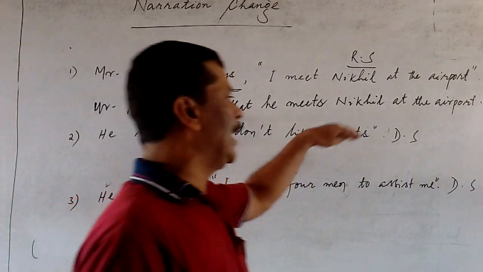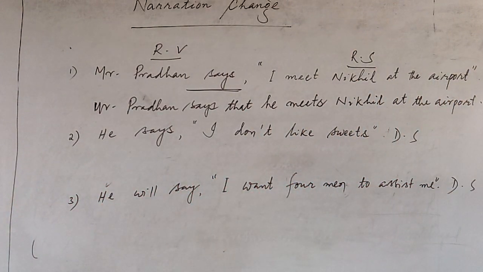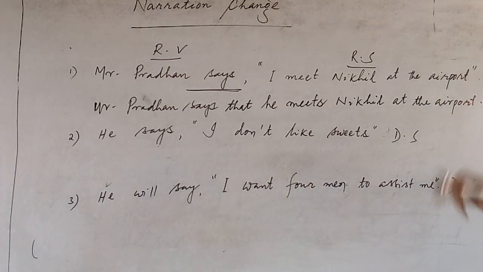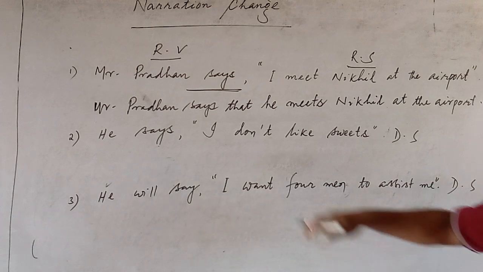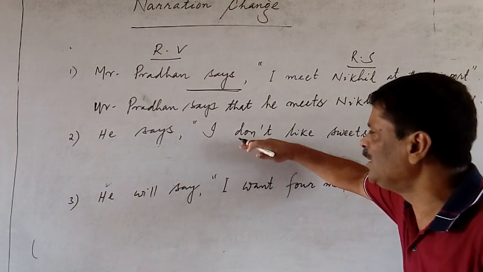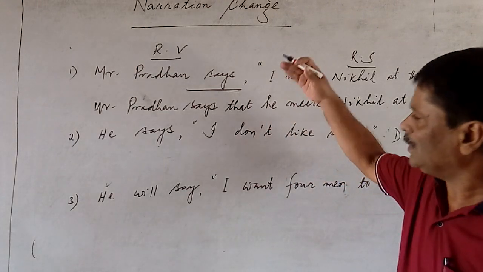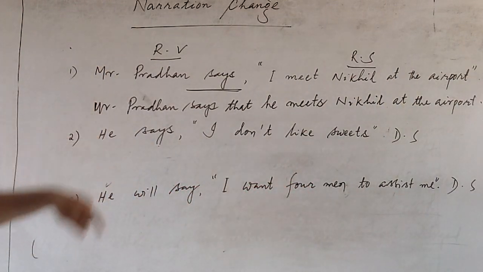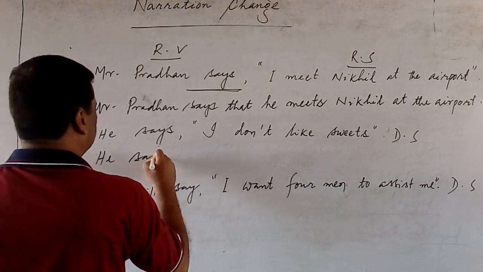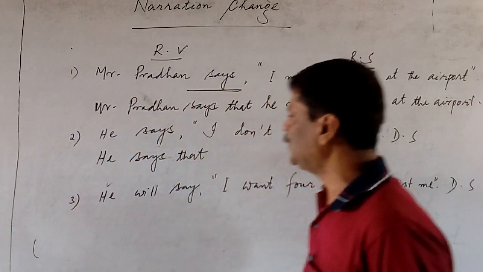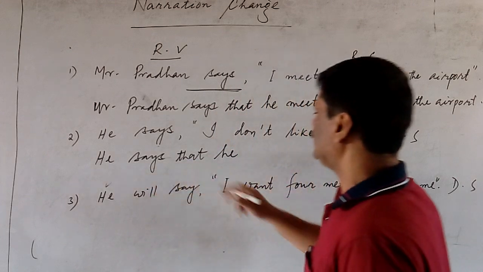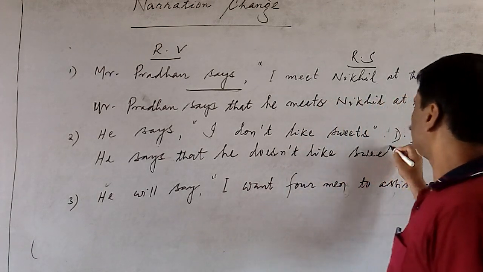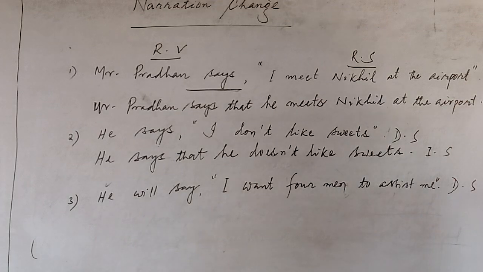He says, I don't like sweets. Remember my first rule. What have I said to you? If the reporting verb is in present tense or in future time, while changing the sentence from direct speech to indirect speech, the verb of the reporting speech, here the verb of the reporting speech is don't like, will remain unchanged. It means the same tense form of the verb will be used in indirect speech. If we transform this sentence from direct to indirect speech, the answer will be, he says that, here I refers to he, so I will change it to he. He says that he does not like sweets. Understood? This is indirect speech.